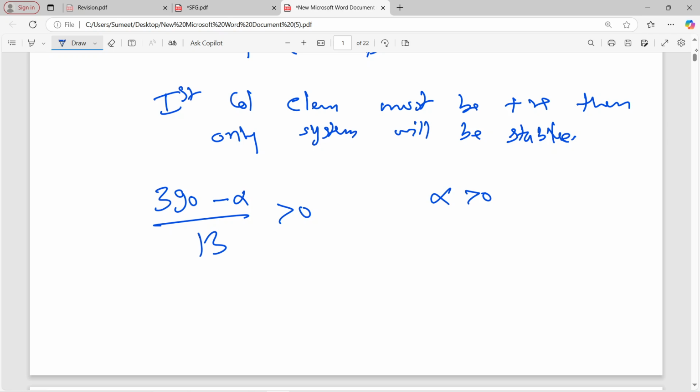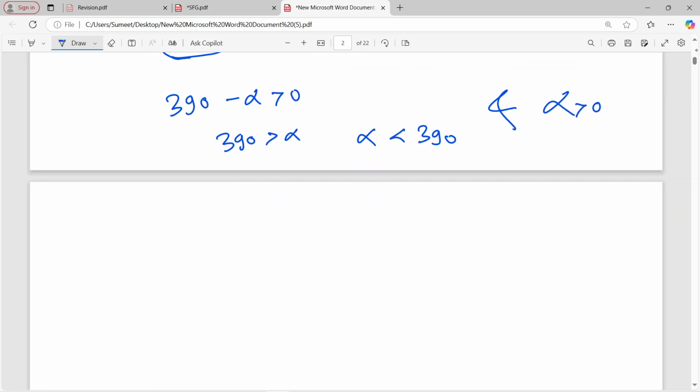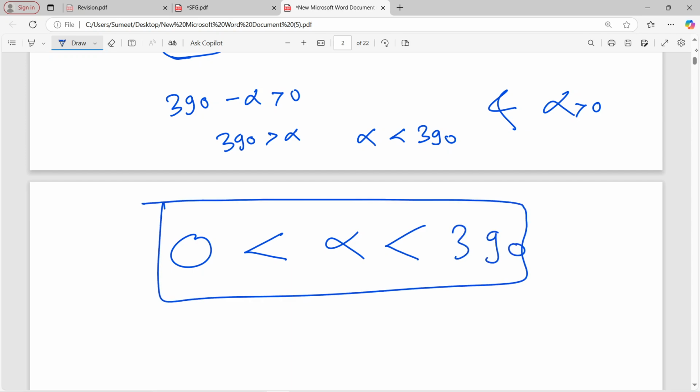Now to become this term greater than 0, 390 minus alpha must be greater than 0. So alpha can go to that side. So 390 is greater than alpha, or you can say that alpha is less than 390, and second condition here we got alpha greater than 0. So if I combine these two conditions, overall I will get alpha greater than 0 but less than 390, then only the system will be stable. So this is the range in which the system will be stable.